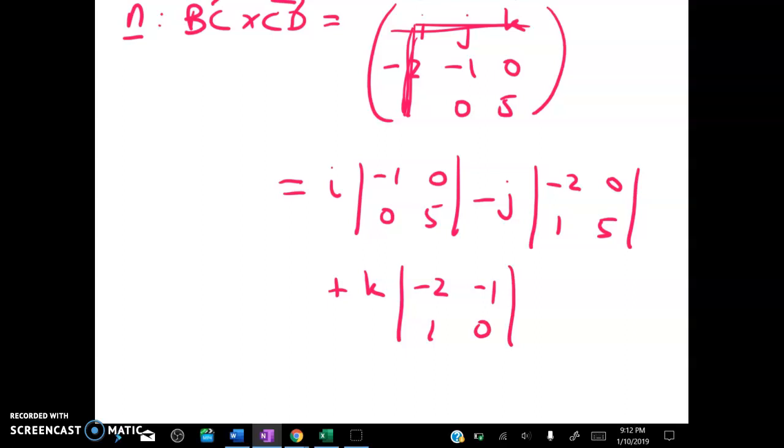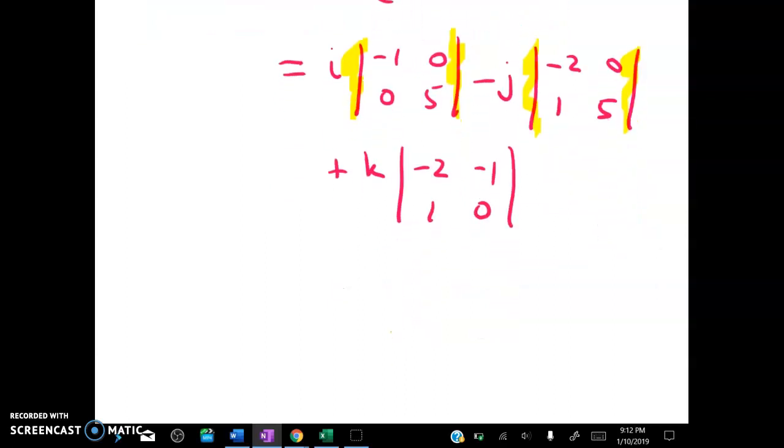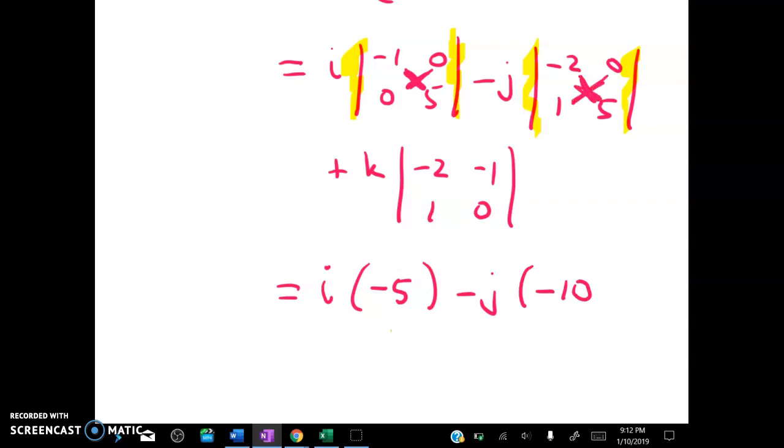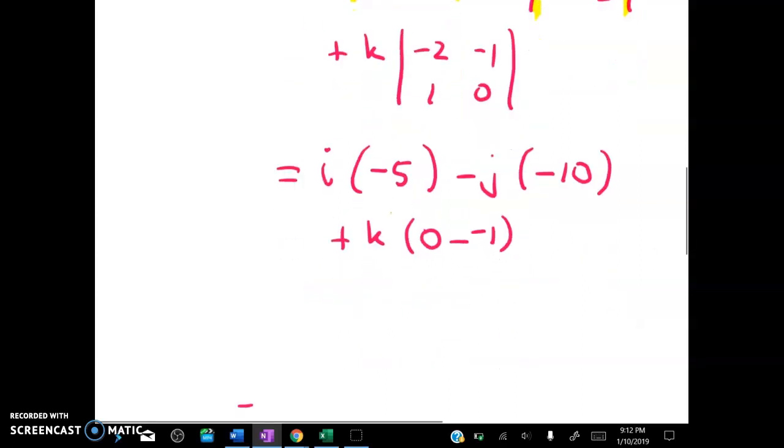Now, if you're looking at those determinants that I've written out properly here, don't freak out. In the next step, I'm about to show you how we do that with our brackets again, and it's fine for you to jump straight to that, right? So it's i times this, take away this, so it's i times negative 5 minus j times negative 10, right, this, take away this, plus k times 0 minus negative 1. So that gives me my normal vector, negative 5i plus 10j plus k.